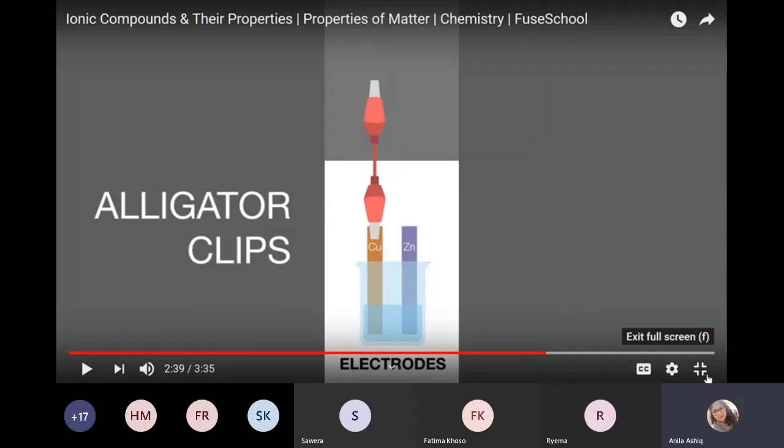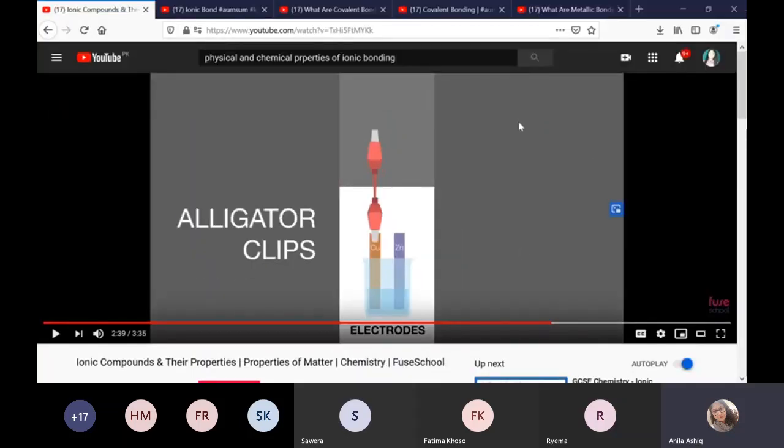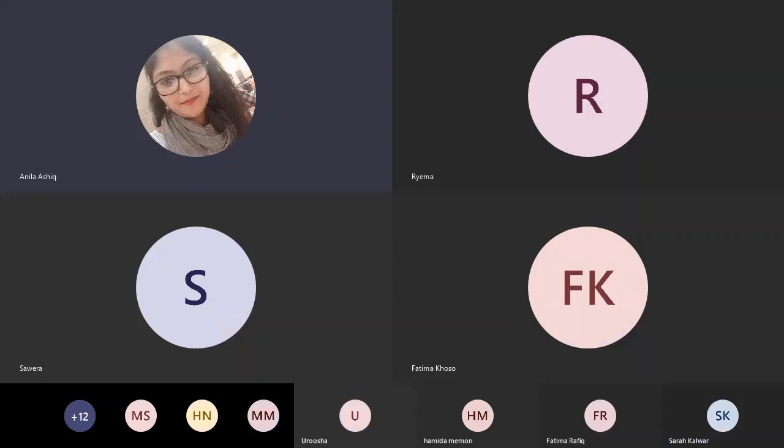I'm not discussing this further because that is the point where I wanted all of you to move on, and that is the ionic compounds, their properties, and their melting and boiling points. Now we'll quickly move on towards the covalent compounds. Can you all tell me what you know about covalent compounds? How are they formed?